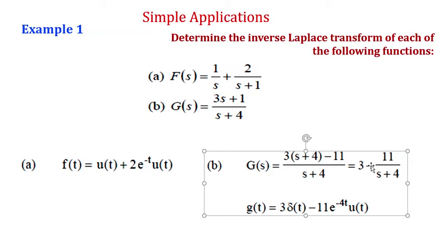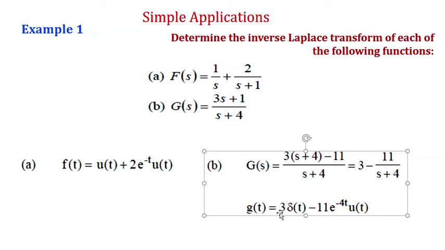Okay, so 3, you remember the Laplace transform of delta t was 1, so the inverse Laplace of 1 will be delta t, so the inverse Laplace of 3 will be 3 delta t. How about this one? This one will be 11. Do you have a frequency shift of 4? So we're going to have e to the power of minus 4t on this side. So it will be 11 e to the power of minus 4t u of t.